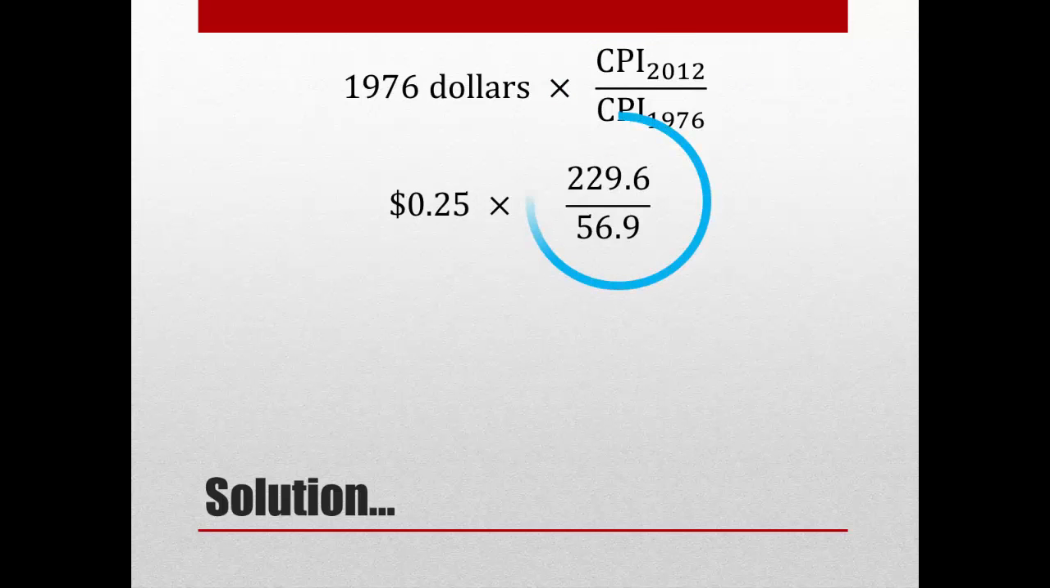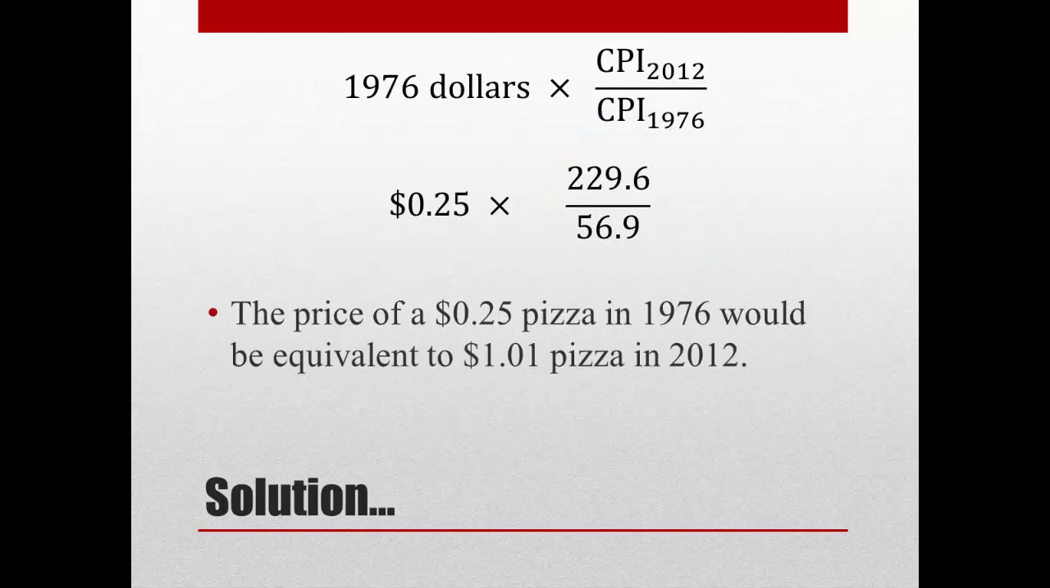The ratio of 229.6 to 56.9 indicates that items are roughly 4.04 times as expensive in 2012 as they were in 1976. So if we multiply the cost of pizza in the 1976 dollars or 25 cents by the ratio of the CPIs or by 4.04, we see that 25-cent pizza in 1976 would be equivalent to $1.01 per slice in 2012.